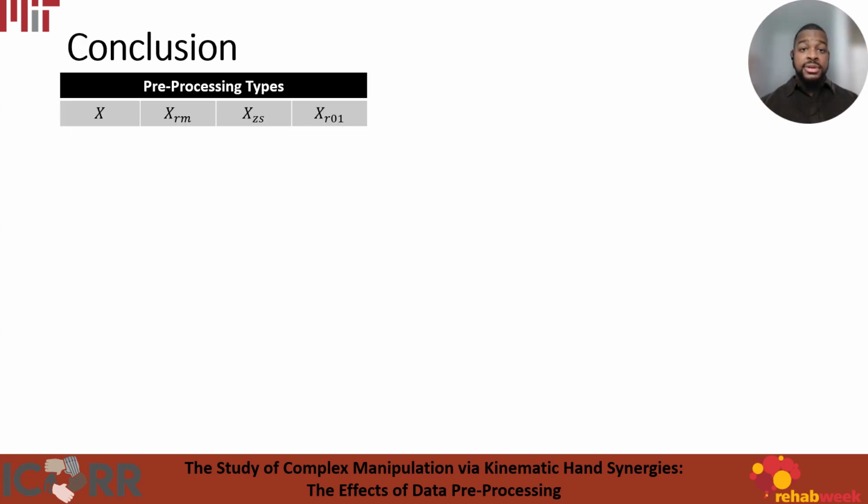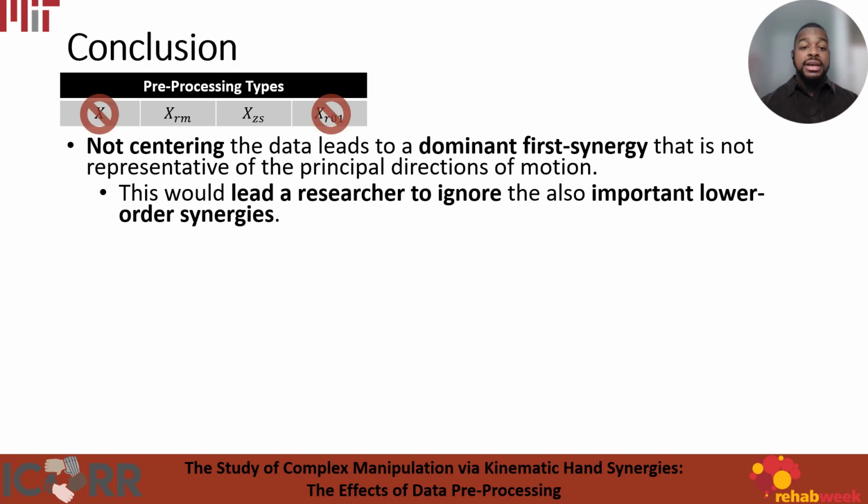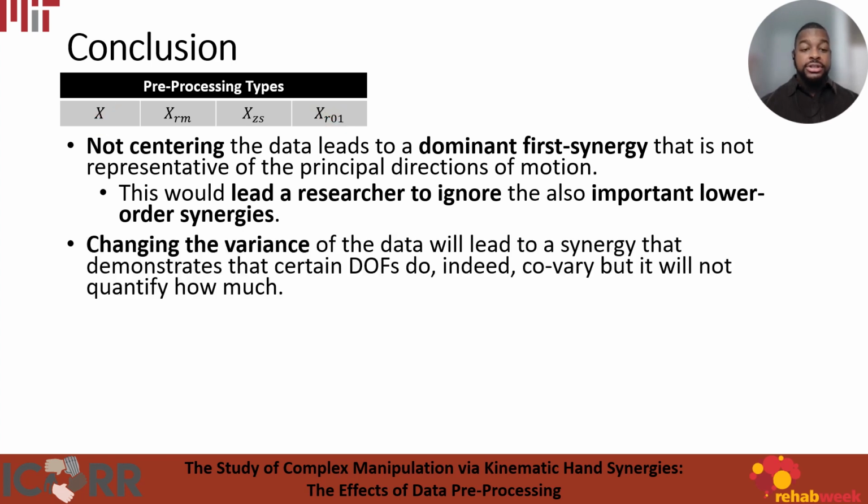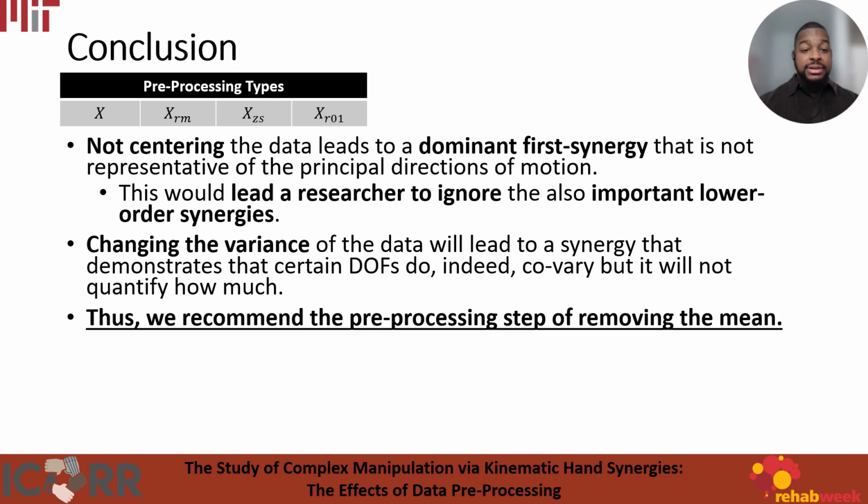So what have we learned from this? Well, we looked at the effect of 4 preprocessing types on the extraction of kinematic hand synergies, and we learned that 1, not centering the data leads to a dominant first synergy that is not representative of the principal directions of motion, and this will lead a researcher to ignore the also important lower order synergies. And 2, changing the variance of the data will lead to a synergy that demonstrates that certain degrees of freedom do indeed covary, but will not quantify by how much. Thus, we recommend the preprocessing step of removing the mean.